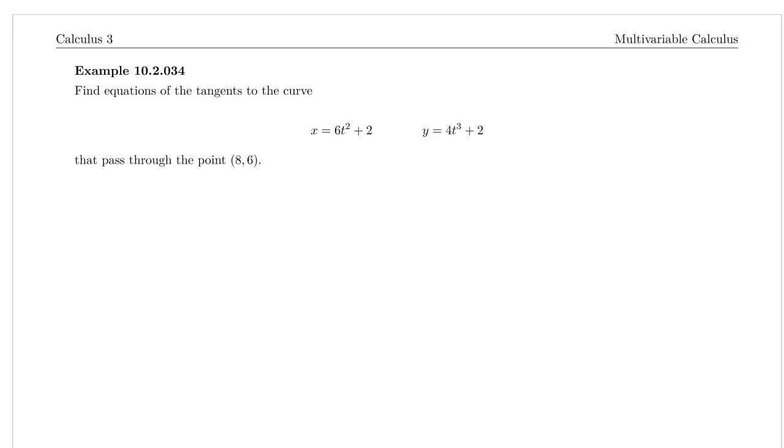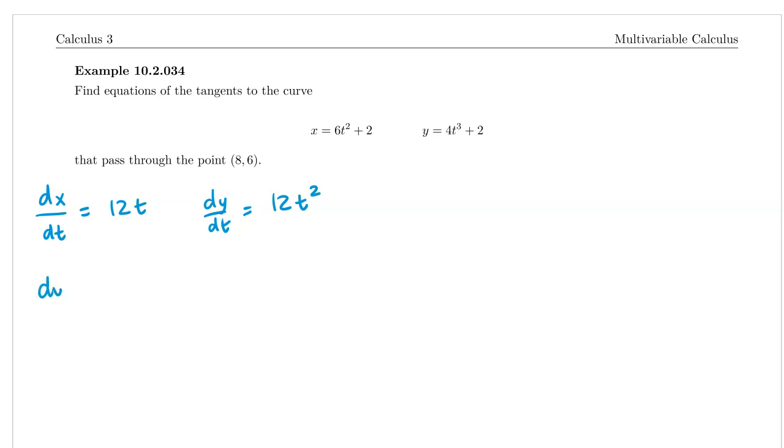In this example, we want to find equations of the tangents to the curve x equals 6t squared plus 2 and y equals 4t cubed plus 2 that pass through the point (8, 6). So I'm going to start off by finding dx/dt, or the derivative of x with respect to t. That's going to be 12t. And then similarly, let's find dy/dt. That's equal to 12t squared.